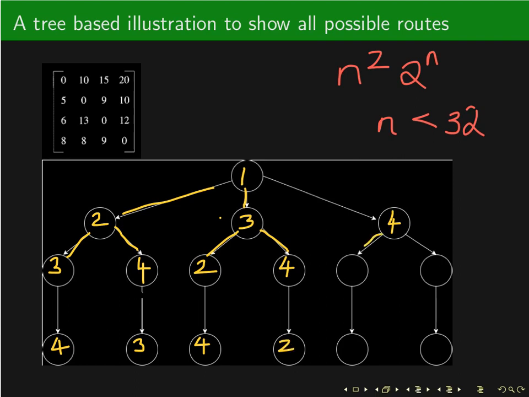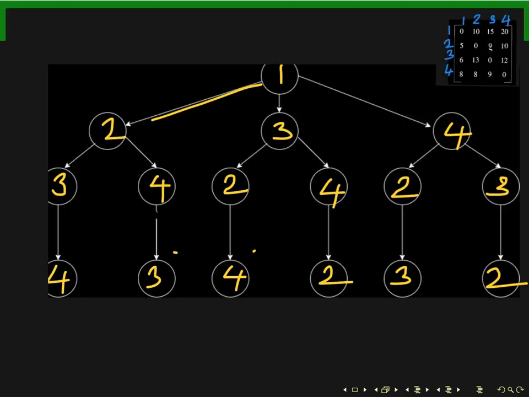Similarly, here, if you have taken this route, you are left out with 2 and 3. And if you have taken this route, you are only left out with 3. And in this path, you are only left out with 2. Now our goal is to find the minimum cost path from vertex 1, or the city 1.